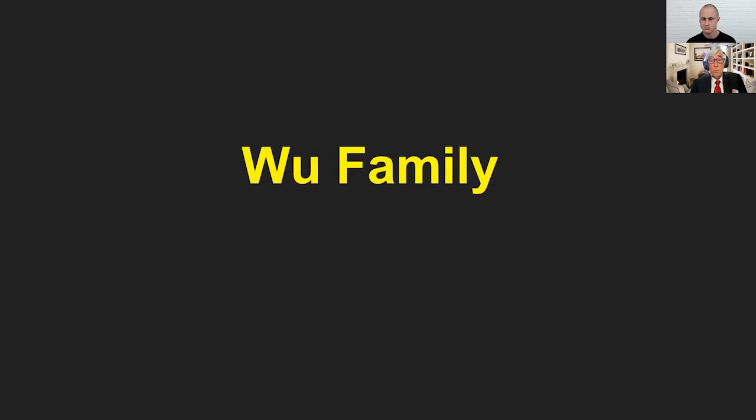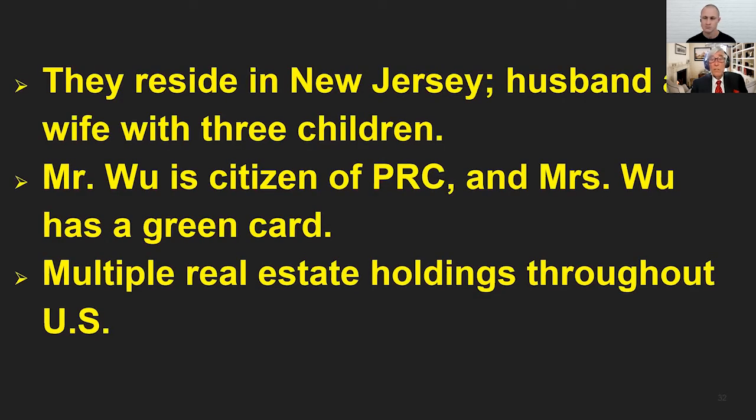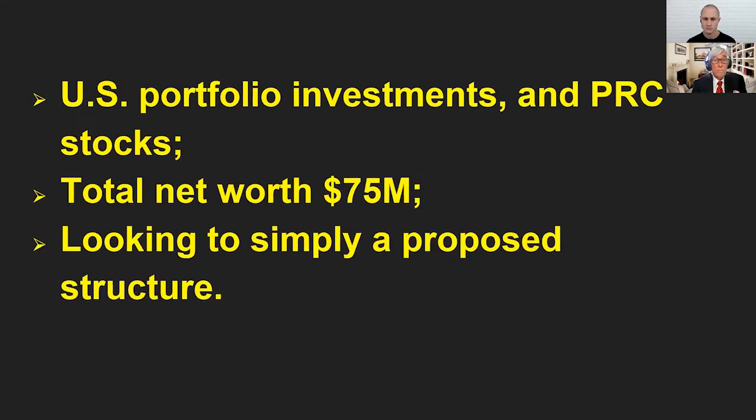So next we move to the Wu family. They reside in New Jersey, husband and wife with 2 children. Mr. Wu is a citizen of PRC. Mrs. Wu has a green card. They have multiple real estate holdings throughout the US. They also have portfolio investments in the US and PRC. Net worth 75 million. They came to us after being perplexed at a spider web structure that another firm had shown them.